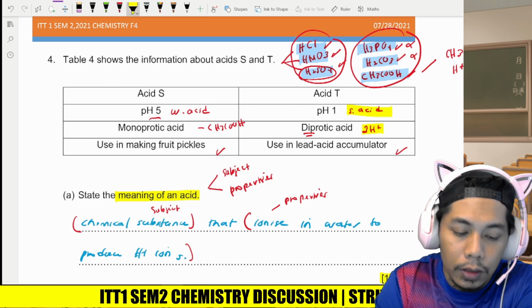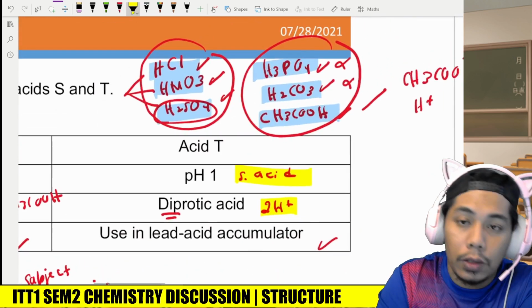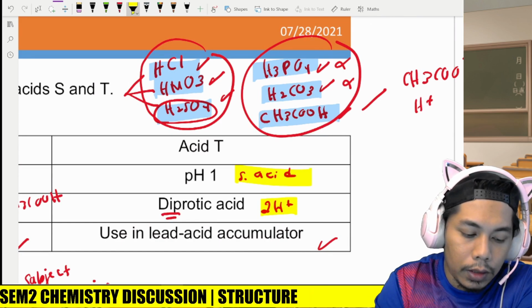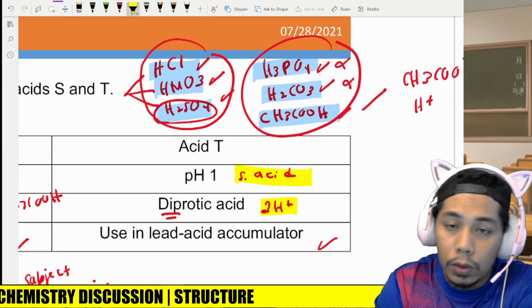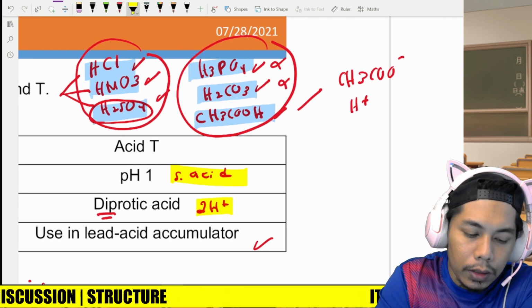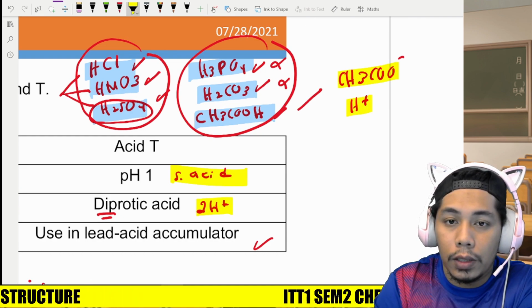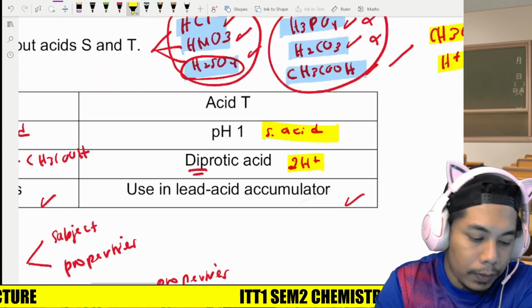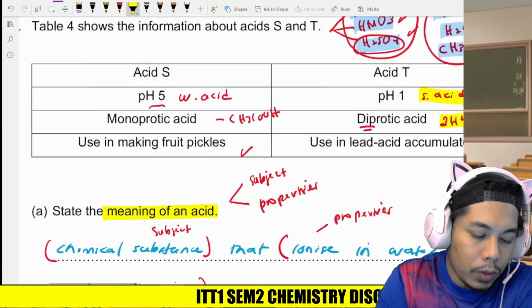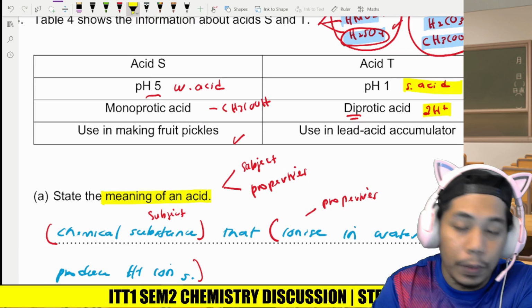Jawapan ni adalah CH3COOH. Mungkin ada yang tanya, sir, kenapa CH3COOH ni monoprotic, bukan hidrogen dia ada 4 ke? Sebab bila dia ionize, dia akan jadi CH3COO- ion and H plus ion. Okey, yang CH3 tu dia tak pecah. So monoprotic adalah ethanoic acid. Okay, and then used in making fruit pickles.